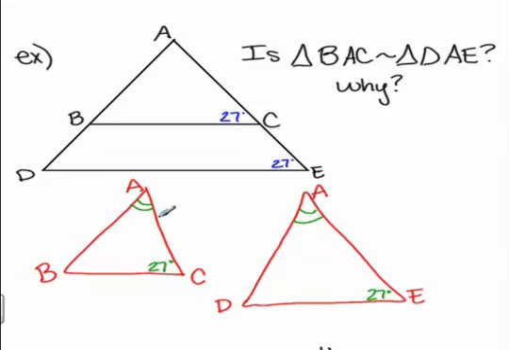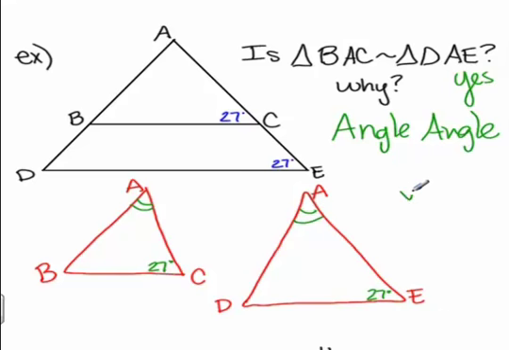Now, we don't know to what exact degree angle A is, but we do know that they are congruent because they were both shared. Do we have enough information? Can we determine that triangle BAC and DAE are similar? Yes, we can. Why can we? We have two angles in one triangle congruent to two angles in another triangle. So it's automatic that it's similarity because of the angle-angle postulate. Perfect. Let's go to another.